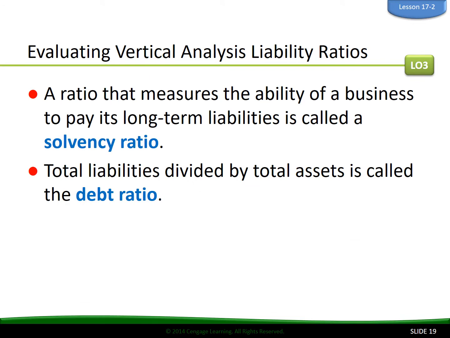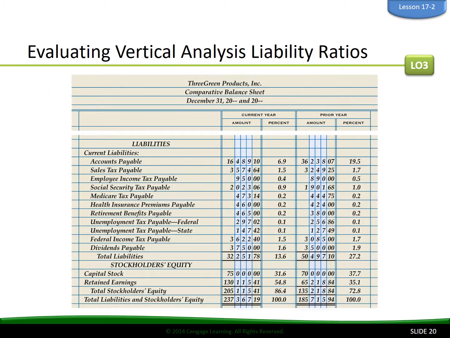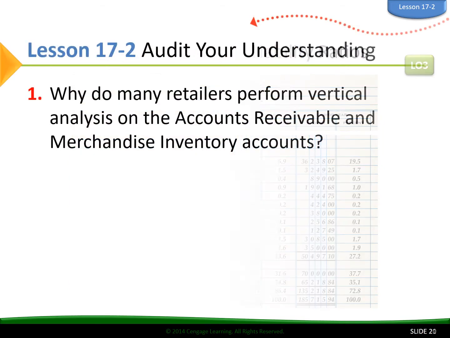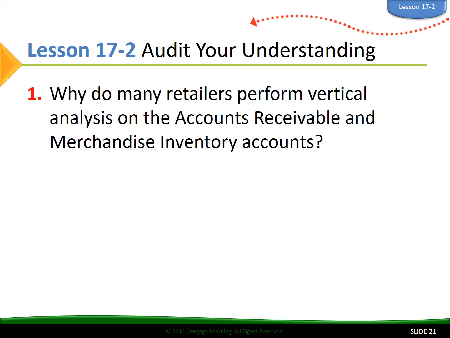Vocabulary. Solvency ratio is a ratio that measures the ability of a business to pay its long-term liabilities. Debt ratio is total liabilities divided by total assets. Evaluating vertical analysis liability ratios. Okay, so you can see again by the percentages. So that's about it for the second section.